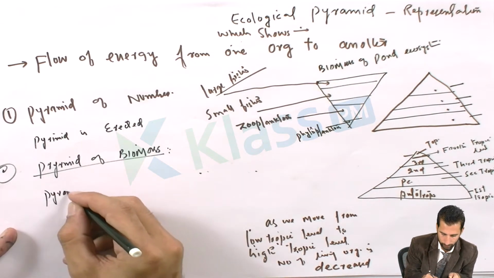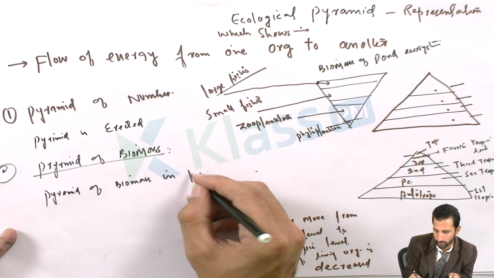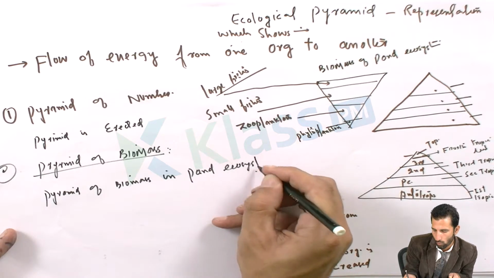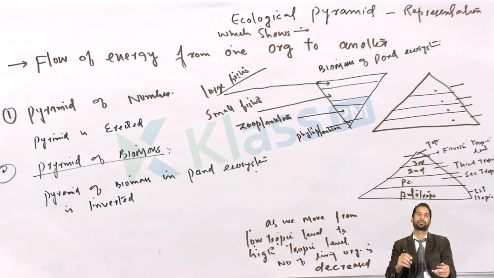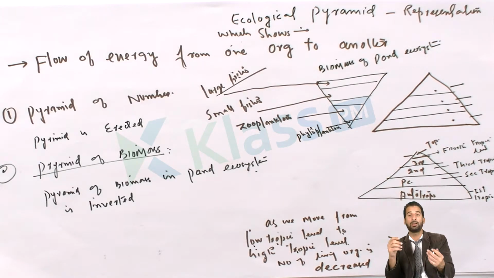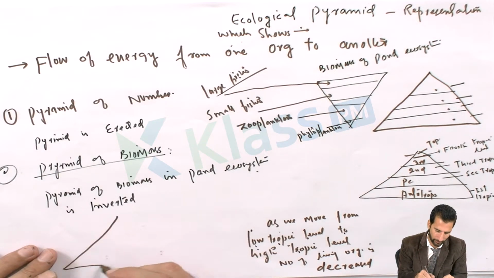Pyramid of biomass in pond ecosystem is inverted. The pyramid of biomass of pond ecosystem is inverted, not in other types. Only in the pond ecosystem, not in other ecosystems. In other ecosystems, it is simply erect.